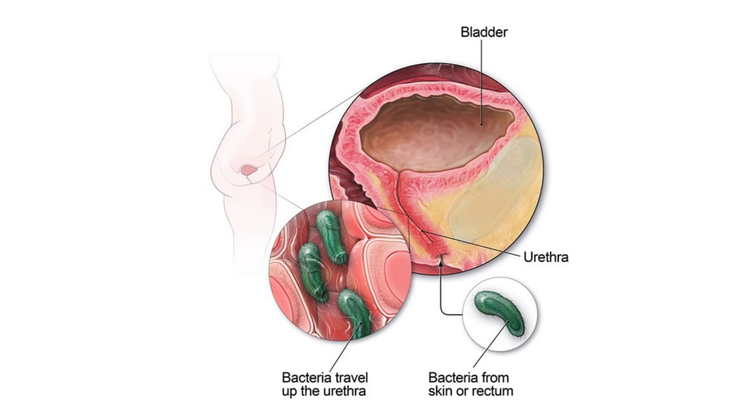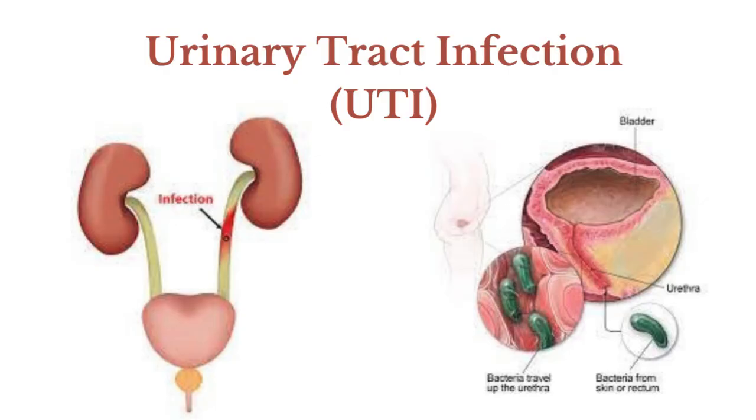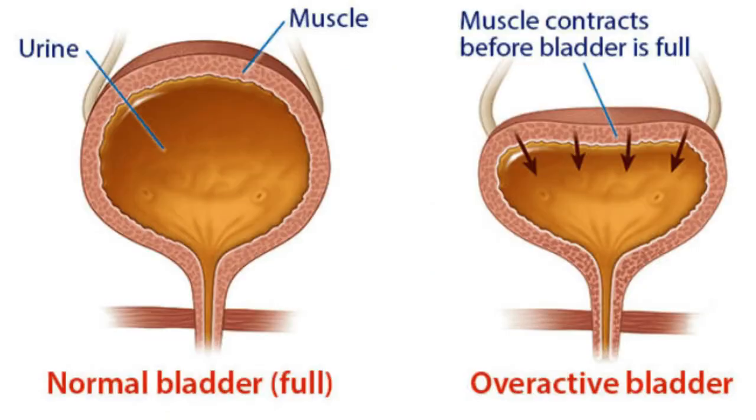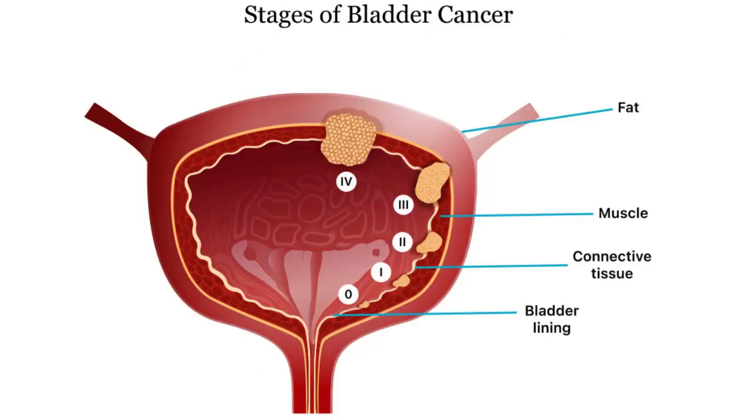Associated disorders. Urinary tract infections, UTIs. Infections of the bladder, cystitis, are common and can cause pain, burning during urination, and frequent urination. Overactive bladder. This condition involves sudden involuntary bladder contractions leading to frequent and urgent urination. Bladder stones. Mineral deposits that can form in the bladder, often causing pain, blood in the urine, and difficulty urinating.